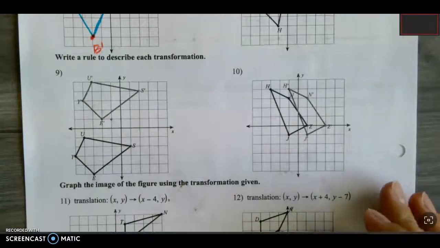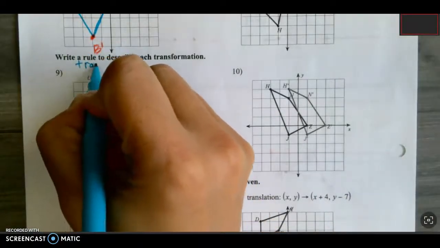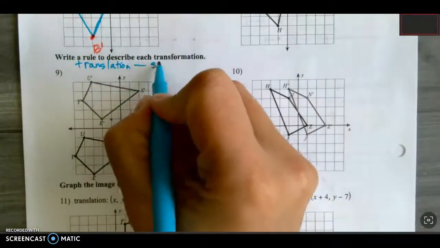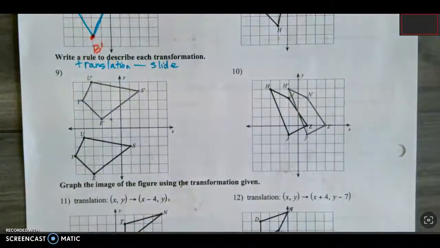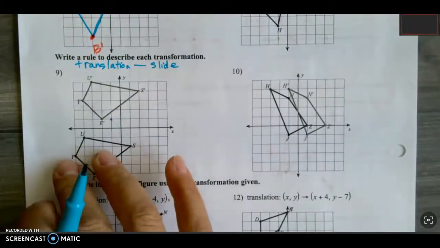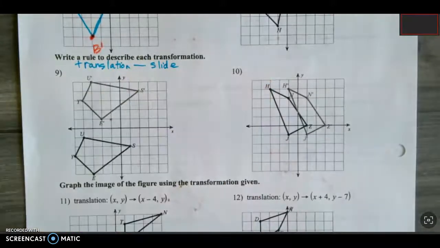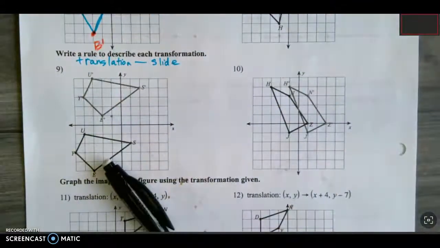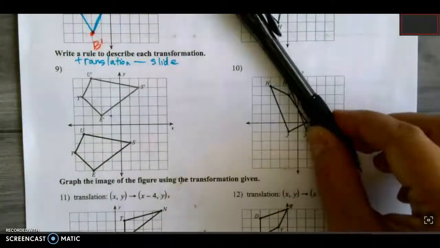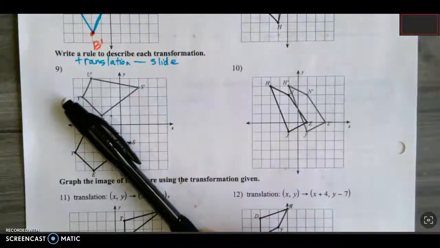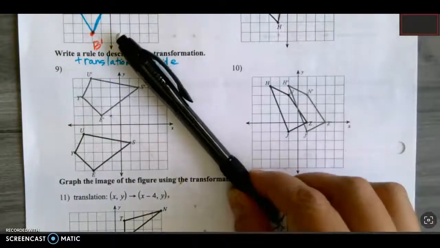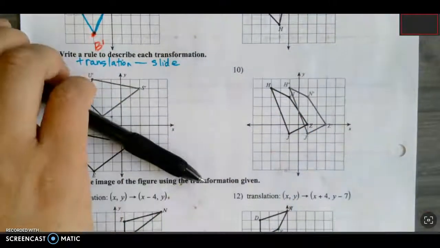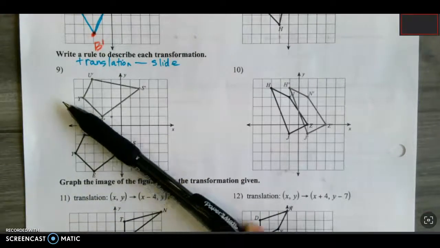The last type of transformation we have is called a translation. Okay, and one way to think of this is a slide. Like if you have a figure and it just slides from one location to the next, like taking a pencil and just moving it from one location to the next. The shape didn't change, the orientation, the angle didn't change, it didn't rotate, it didn't reflect, but instead it just moved from one location to the next.